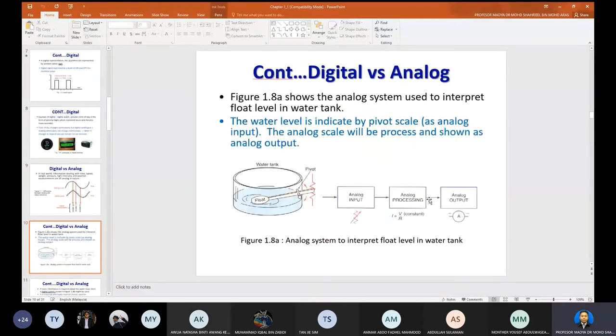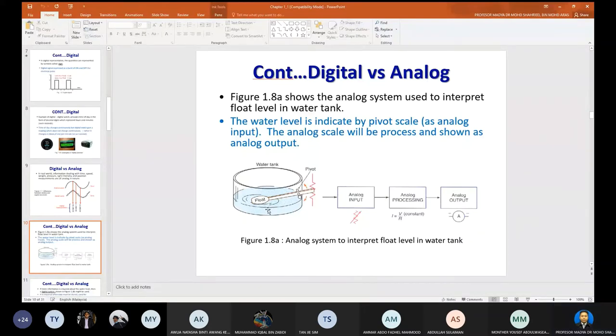Okay, so this is some example, from analog to analog. You can see this one, for example, is a water tank. The float interprets the level of water here, for example, this is the water.